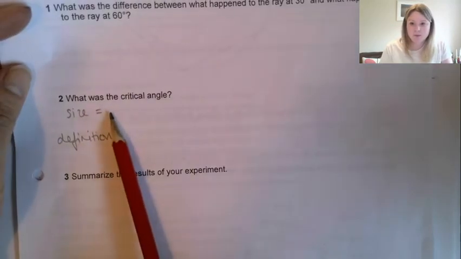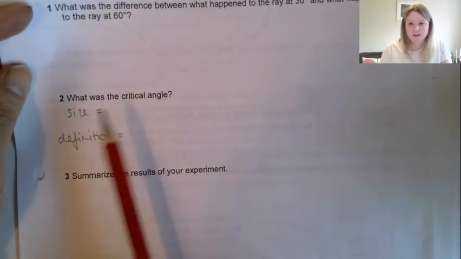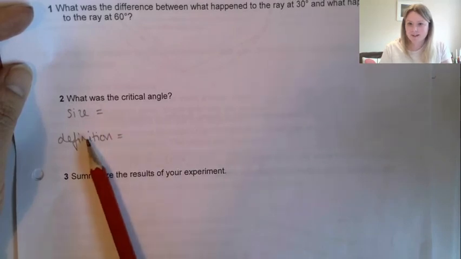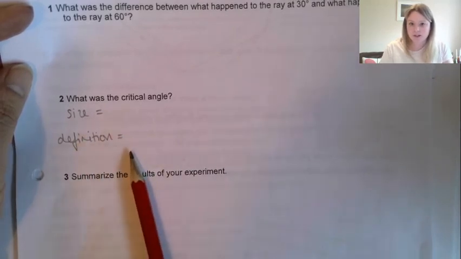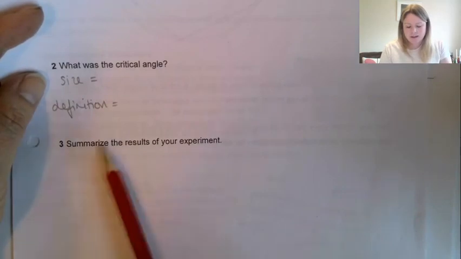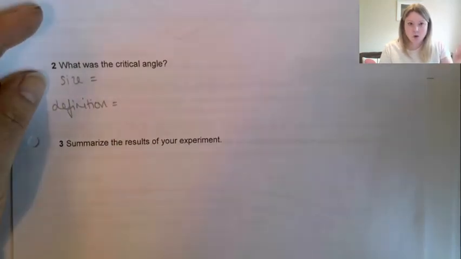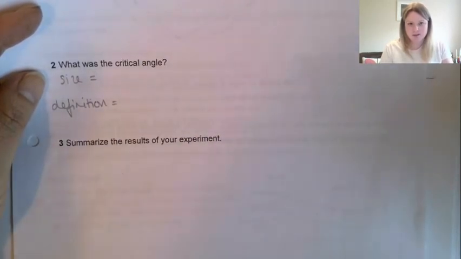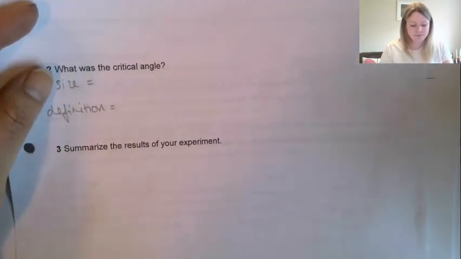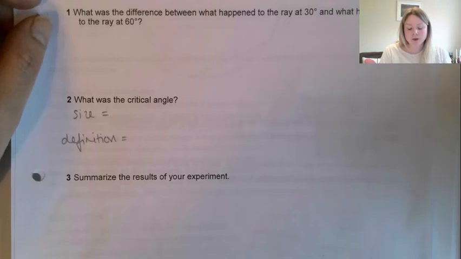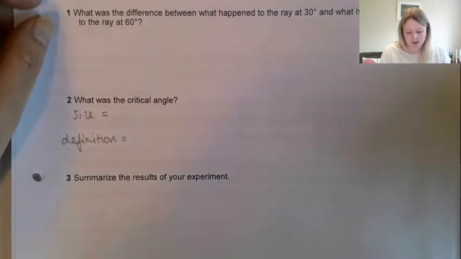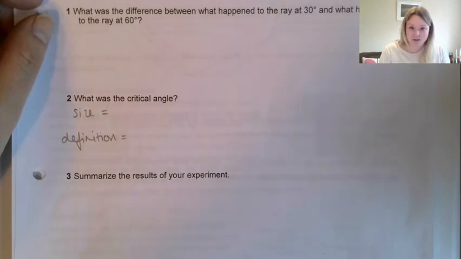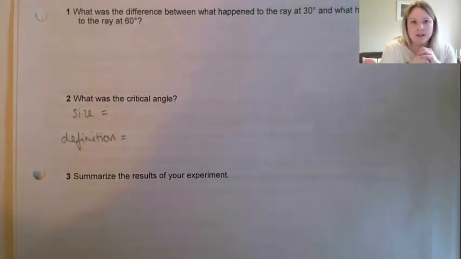For the question on what the critical angle was, can you put down the size of the critical angle and then write down the definition of the critical angle, and then see if you can summarize what we discovered in that experiment in your own words here. I'm interested to see what you put for that. Okay, so you have to show me that extra page, and then you have to show me, or Mrs. Turner, page 81.